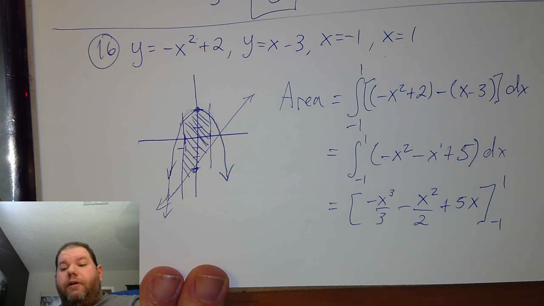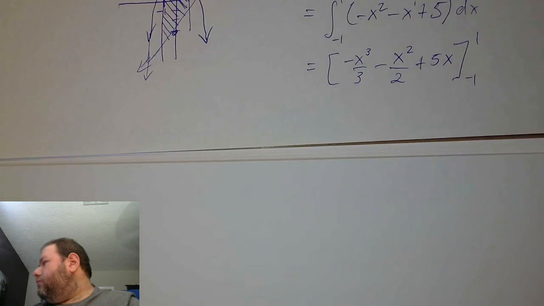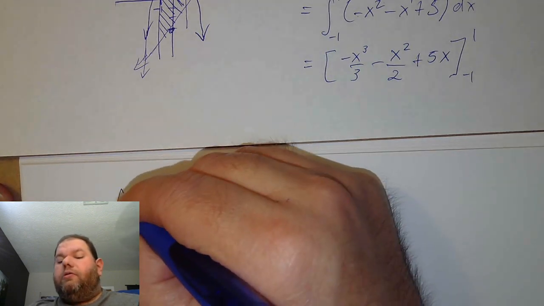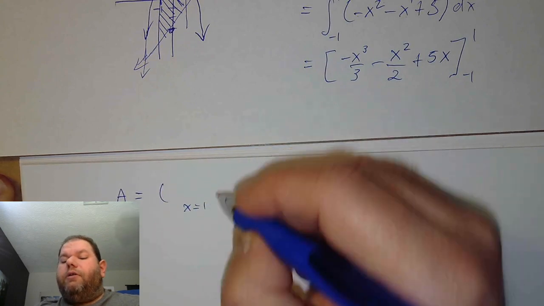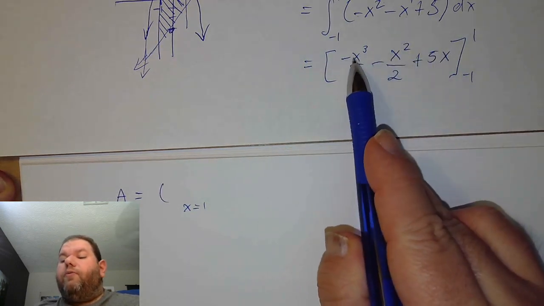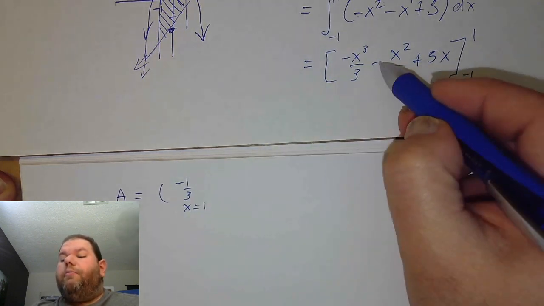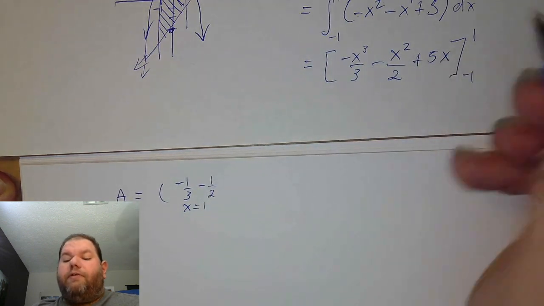So there's our integral, and now we want to go ahead and plug in our x equals 1 and our x equals -1. So for x equals 1, we end up with -1 over 3 minus 1 over 2, and plus 5 times 1 is 5.